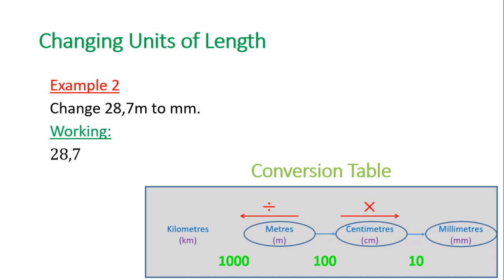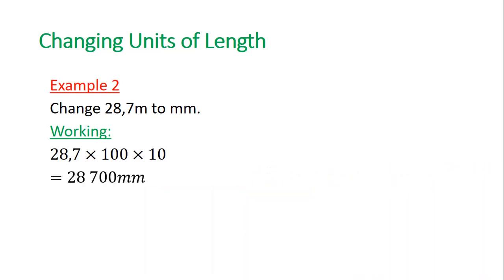Now we're going from left to right, from meters to millimeters, and so we're going to multiply. Alright, so we write down multiply. Now, to go from meters to centimeters, look at the green number. It's 100, and so we multiply by 100. But we're not at millimeters yet, so multiply again. Now, to go from centimeters to millimeters, our number is 10, and so we multiply by 10, and now we're at millimeters. We take 28,7 times 100 times 10, we put that in our calculator, and we get 28,700 millimeters.